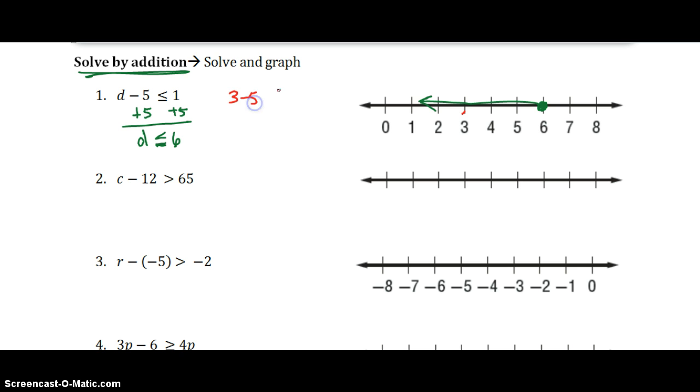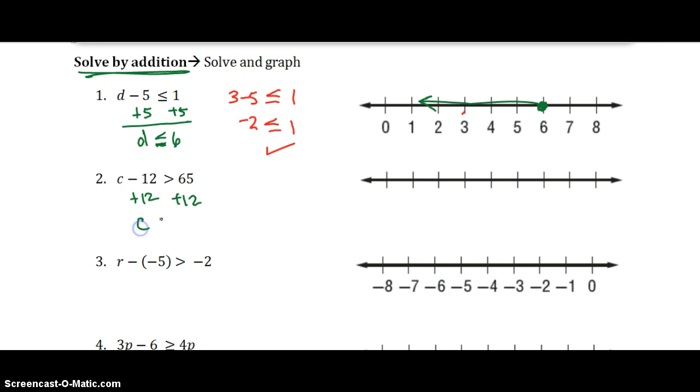3 minus 5, is that less than or equal to 1? Well, that's going to give me a -2. -2 is less than 1, so it does check out. All right, let's go back to the next problem where I'll add 12 to both sides.